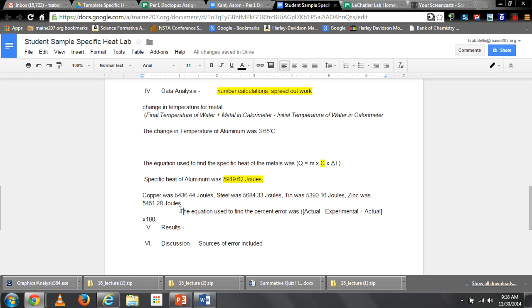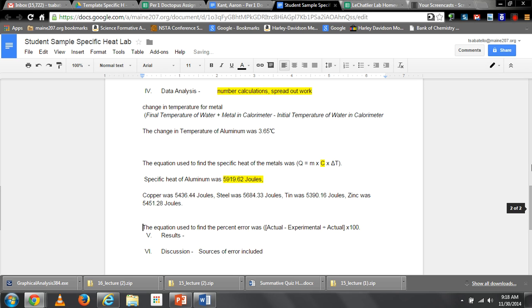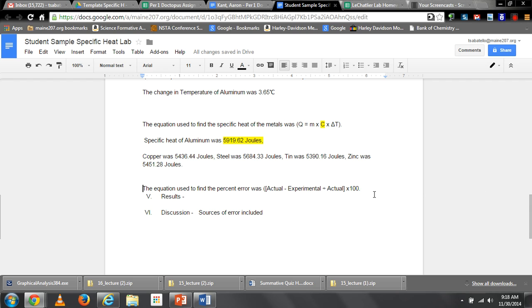The student down below shows the equation for the percent error, but they have no work for that. So they get a point for showing the percent error, but they don't have any work. And then I'm not going to go any further since the student is missing the results and discussion section. They would get 0 points for each of those sections.